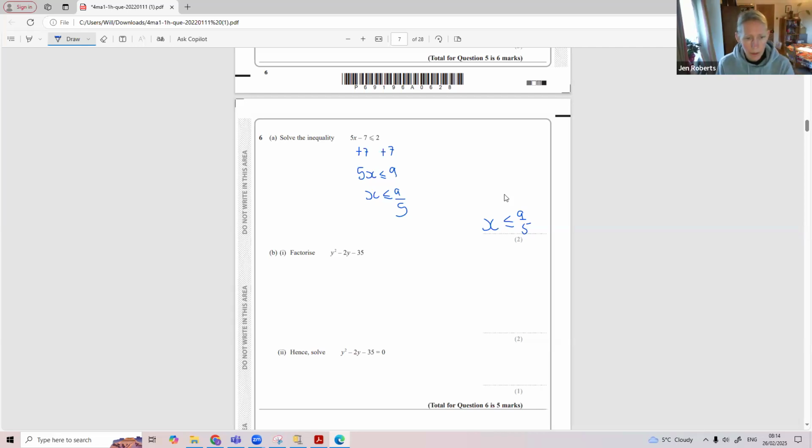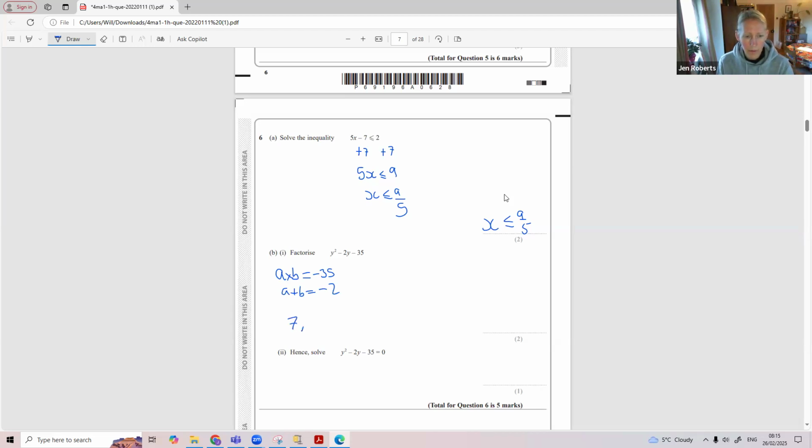Factorize. So we need 2 numbers. It's double bracket here. You can tell it's double bracket because it's y squared, y and a number. Multiply to get minus 35, and then 2 numbers that add to get negative 2. What are they?